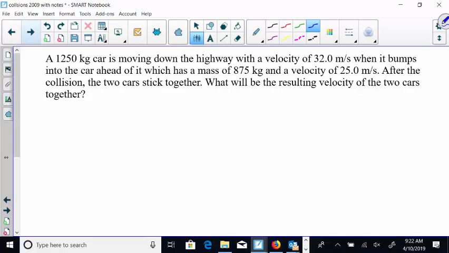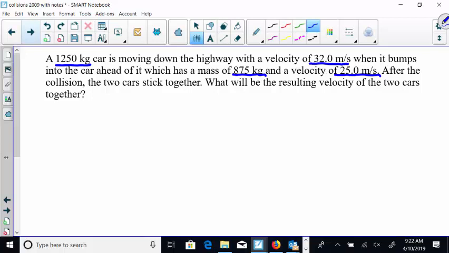So now, how does this work? Here's another problem. A car is moving down the highway and it has a velocity of 32 meters per second. So again, we have a mass and a velocity. It bumps into the car ahead of it, which has a mass of 800 and a velocity of 25 meters per second.